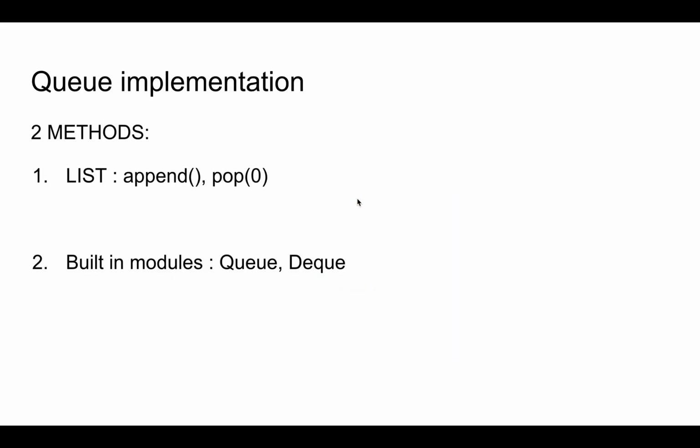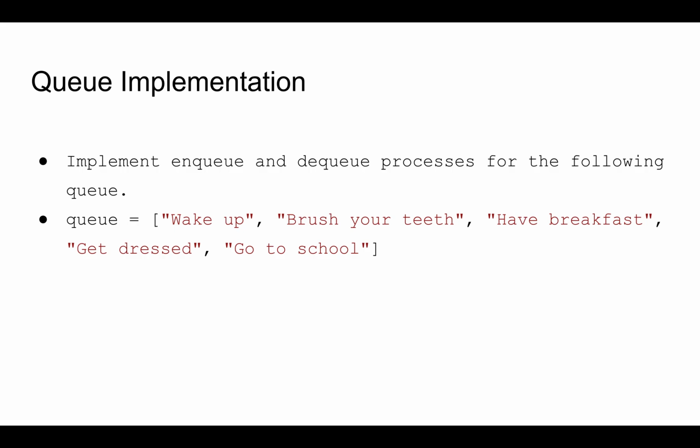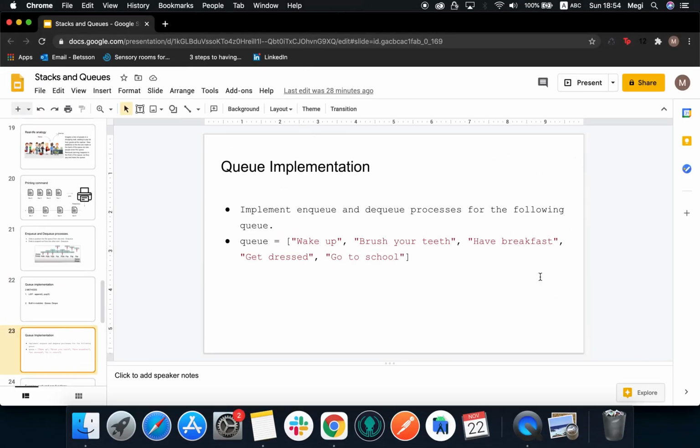There are two implementations of queues. First, just like with stacks, we use lists with the append and pop functions, but the main difference here is that with pop you have to pop from the first index. Another method is using the built-in modules, queue and deque. I'm going to review modules in the slides later, but it's important to know what they are. But first, let's see the queue implementation with a list. So let's code now.